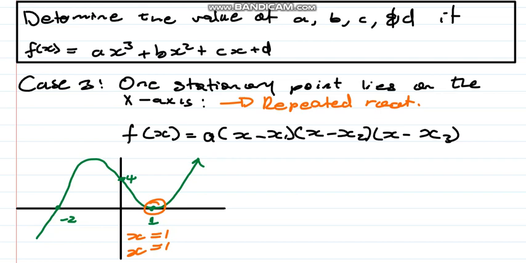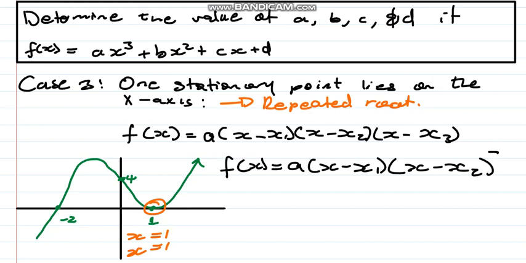Okay, let's get on with it. Our approach would be a(x minus x1)(x minus x2), however, we're squaring it because it's a repeated root. There are two of those. We then have to find our x values. Our x values are x is equal to -2 and x is equal to 1 and x is equal to 1. You can think about it that way.